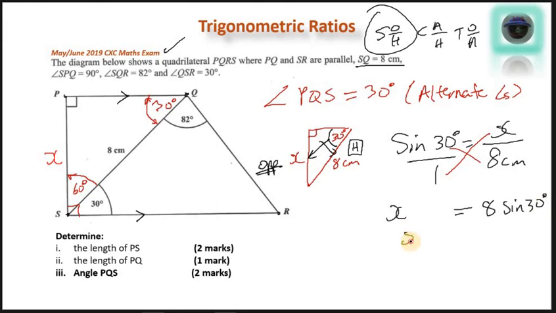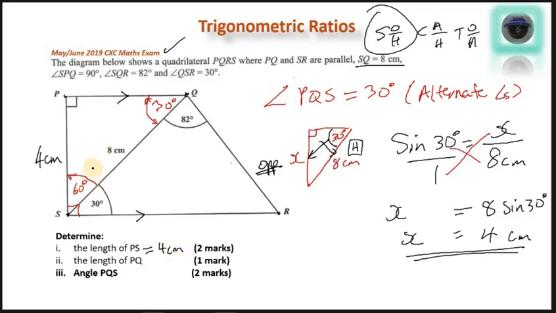degrees. And so x is equal to, now sine of 30 is 0.5 or a half. That's a half of 8, which is 4 centimeters. Remember, 8 is really 8 centimeters. So our answer is x being 4 centimeters. In other words, the measurement for this side here, PS, is 4 centimeters.